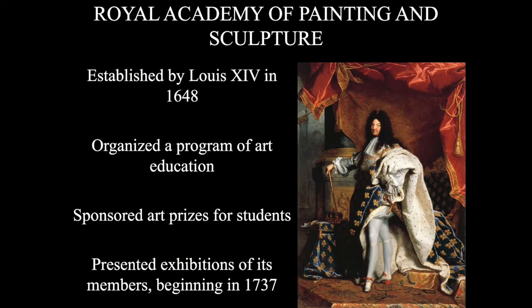So as we talk about French art, we need to talk about art education. The Royal Academy of Painting and Sculpture was established by Louis XIV in 1648. This is basically the first time we have an organized program of art education. We had sponsored prizes for students, and we'll talk about those later in this lecture. But more importantly, art was presented in exhibitions beginning in 1737, and these exhibitions were called salons.